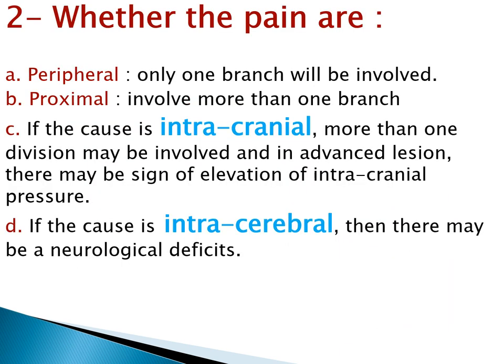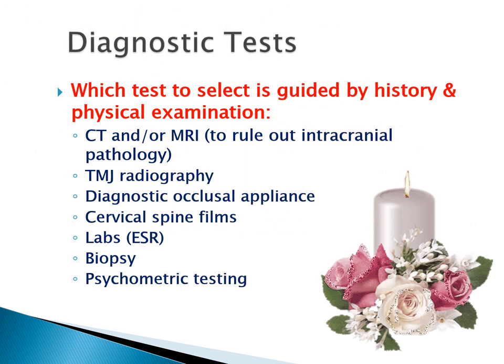2. Whether the pain is: A, peripheral, only one branch will be involved. B, proximal, involving more than one branch. C, if the cause is intracranial, more than one division may be involved, and in advanced lesions, there may be signs of elevation of intracranial pressure. D, if the cause is intracerebral, then there may be neurological deficits.